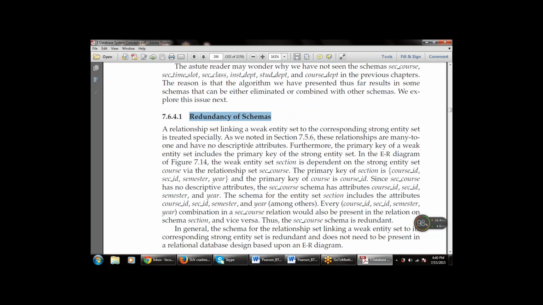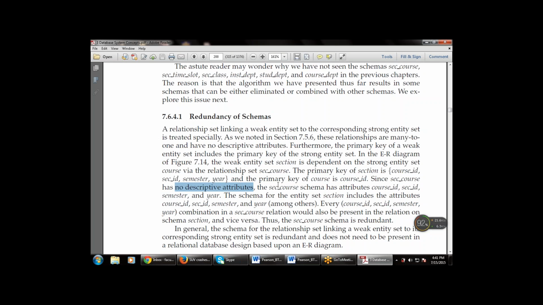These relationships are many to one and have no descriptive attribute. Furthermore, the primary key of a weak entity set includes the primary key of the strong entity set. So the primary key of the strong entity set is also represented within the primary key of the weak entity set. In the ER diagram, the weak entity set section is dependent on the strong entity set via the relationship set section course. The primary key of section is course ID, section ID, semester, year, and the primary key of the course is course ID.